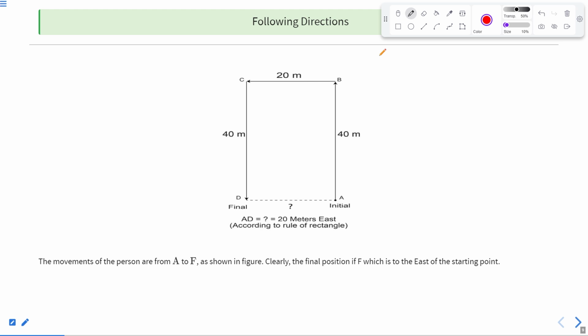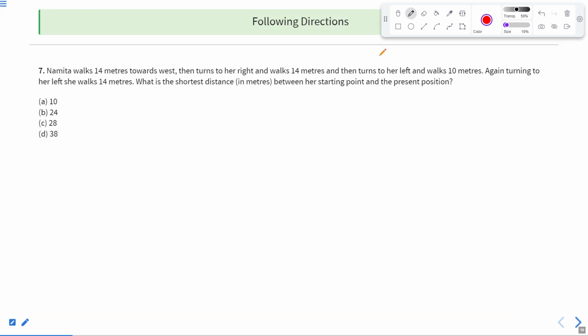Movements from person are from A to F as shown clearly. 7. Namita walks 40 meters towards west, then turns to her right and walks 40 meters. ठीक है तो so this is our starting point. Then we go west 14, then turns to her right.